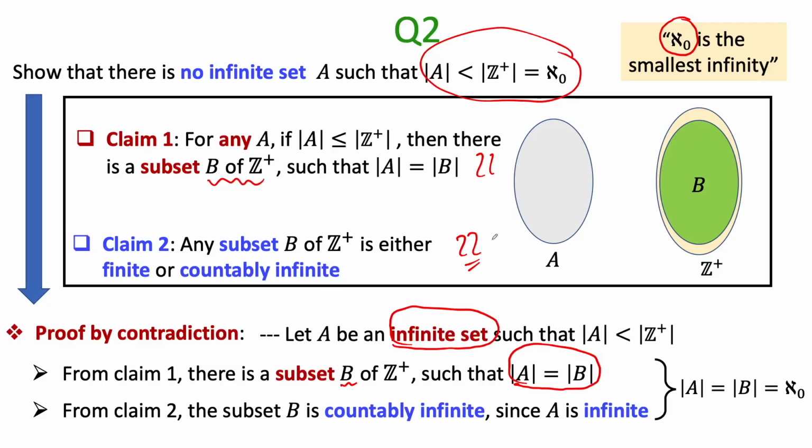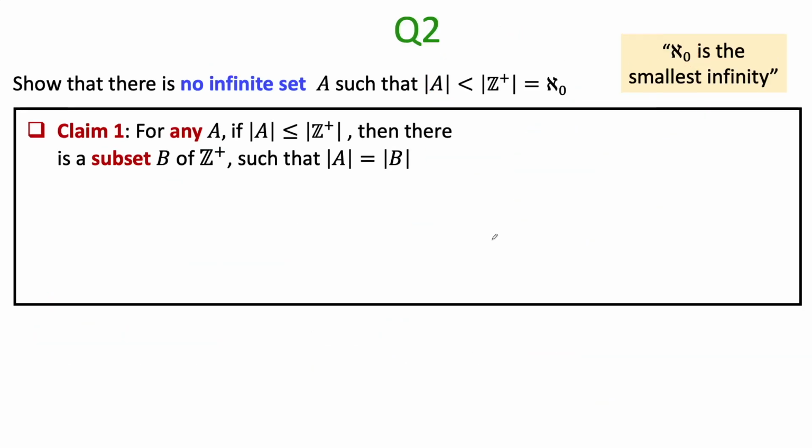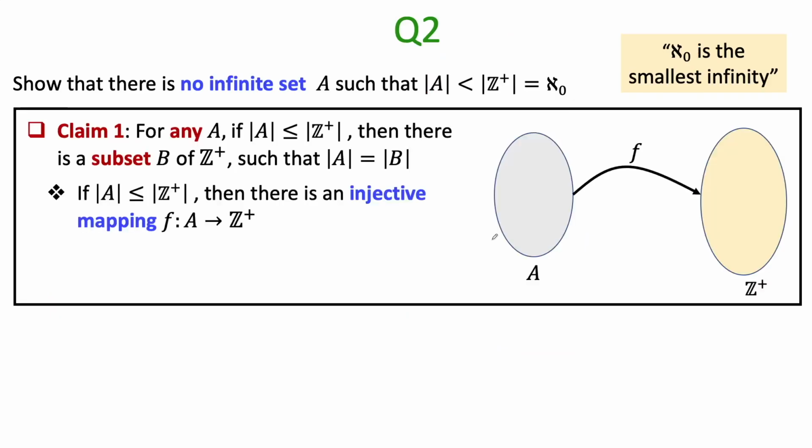They are very simple. So let's first prove claim number 1. Since the cardinality of A is less than or equal to the cardinality of Z plus, then as per the definition of cardinalities, we know that there exists an injective mapping from the set A to the set of positive integers. Then only the cardinality of A can be less than or equal to the cardinality of Z plus. So based on that injective mapping F, I am going to show you the existence of the required set B.